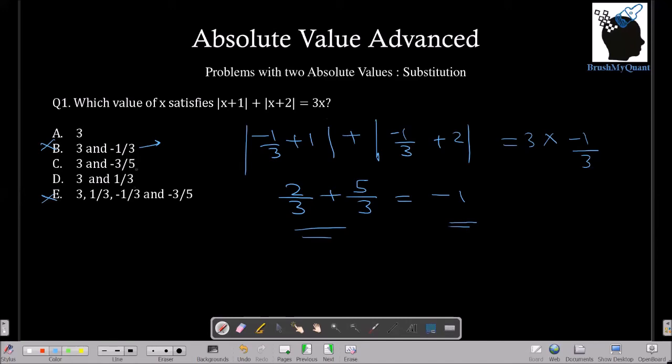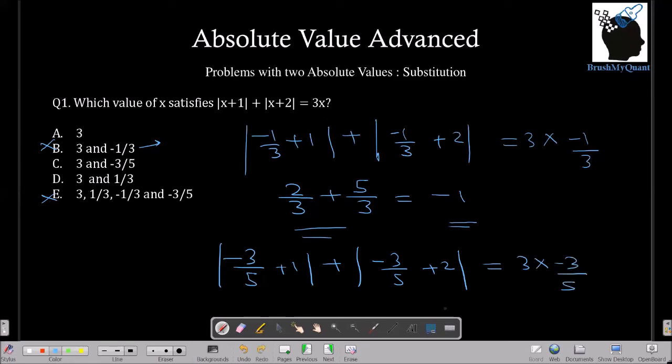Let's check with minus 3 by 5 first. To have mod of minus 3 by 5 plus 1 plus mod of minus 3 by 5 plus 2 equal to 3 multiplied by minus 3 by 5. Definitely this won't be true because the left hand side will be non-negative and the right hand side is already negative. Now the answer can be option number A or option number D.